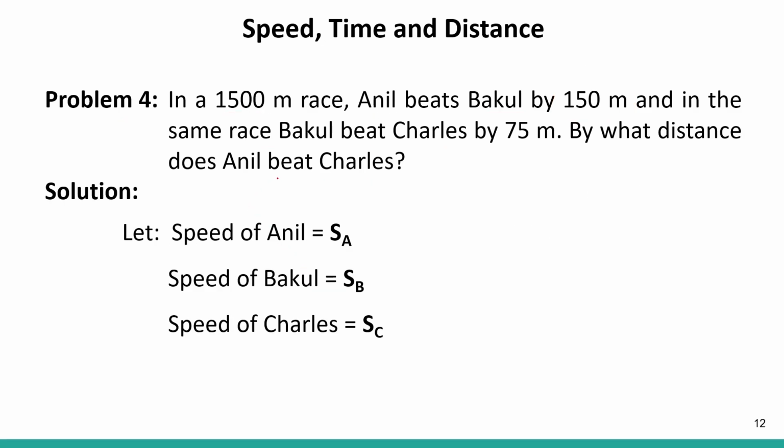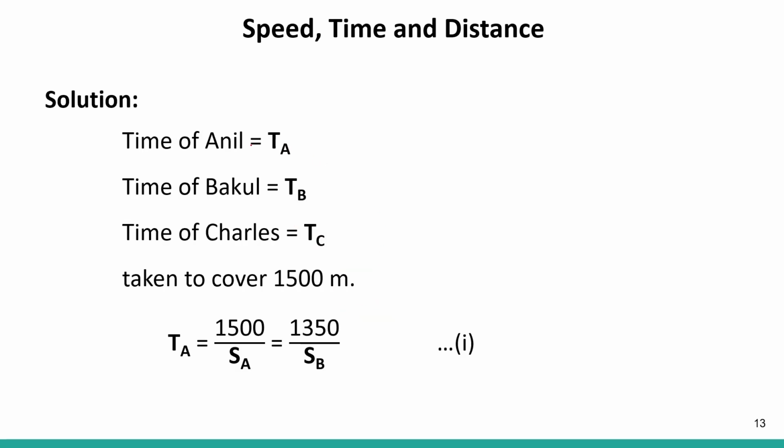Okay, so let's see. Let speed of Anil be SA, speed of Bakul be SB, and speed of Charles be SC. So time of Anil is TA, for Bakul it is TB, and for Charles it is TC. Let time taken to cover 1500 meter be TA. So TA is equal to 1500 by SA is equal to 1350 by SB.